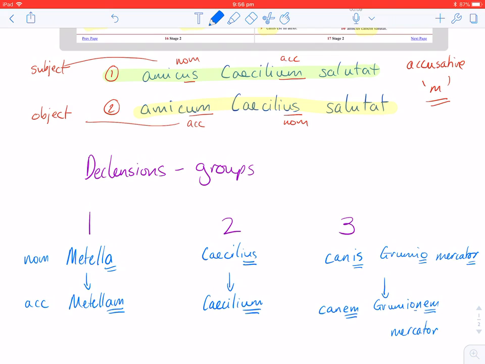mercatorem. So let's recap. In the nominative case, words belonging to the first declension end in A and their accusative is AM. Words belonging to the second declension have the ending US and that changes to UM. And in the third declension, we can have many different endings.